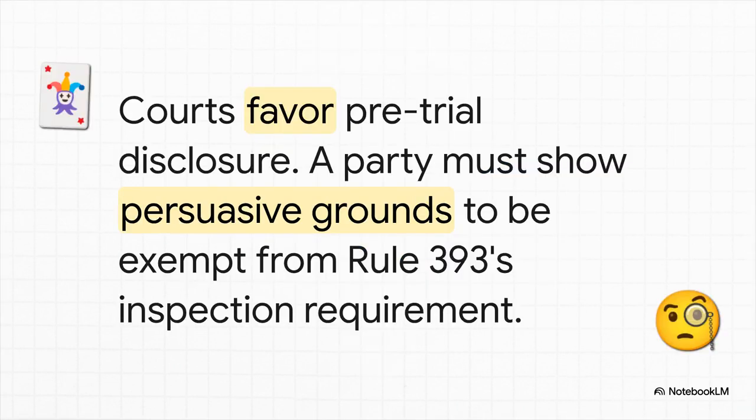Well, the answer really gets to the heart of modern litigation, which is all about the cards on the table approach. As the court made clear in cases like Conn v. Armaguard, the system is just massively biased in favor of disclosing things before trial. So while you can ask for an exemption from Rule 393, you'd better have a really, really good reason. The days of trial by ambush, they're pretty much over.